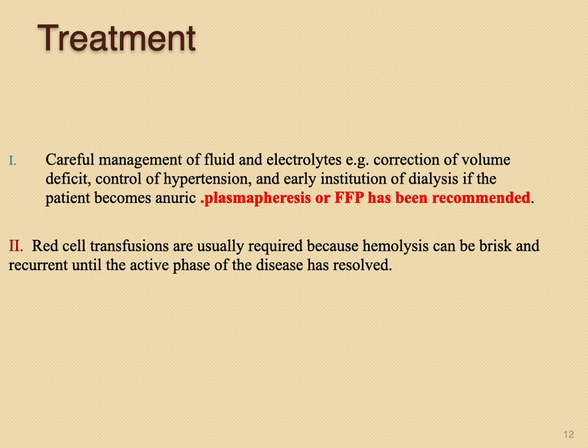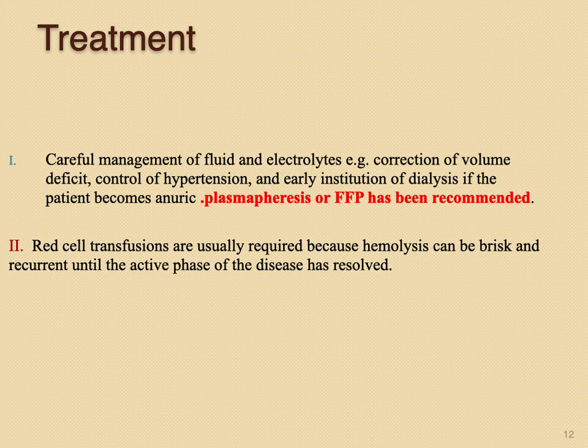Treatment. The most important thing in the treatment of hemolytic uremic syndrome is early recognition of the disease, monitoring of potential complications, and supportive care. Supportive care includes careful management of fluid and electrolytes, which includes correction of volume deficit, control of hypertension, and early institution of dialysis if the patient becomes significantly oliguric or anuric, especially if the patient has hyperkalemia. Early intravenous volume expansion before the onset of oliguria may be nephroprotective in diarrhea-associated hemolytic uremic syndrome.